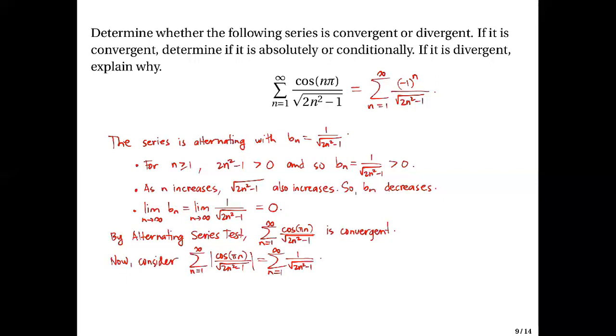So what we're going to do is use the LCT, the limit comparison test, and compare it with the harmonic series, 1 over n from 1 to plus infinity, which is the divergent harmonic series.